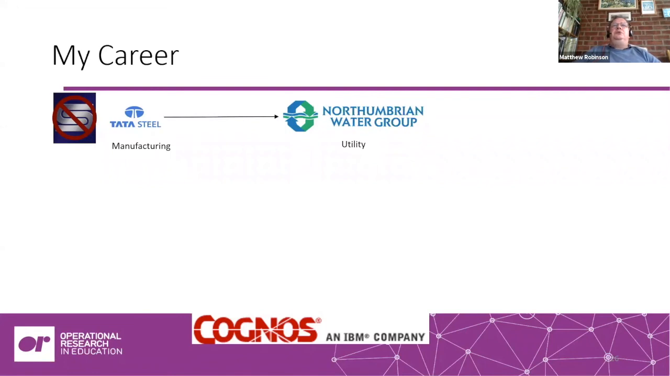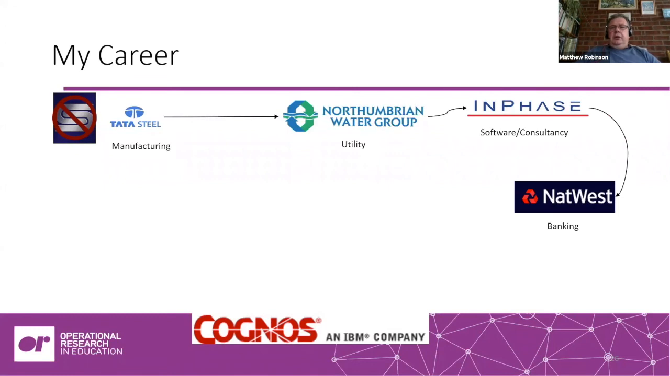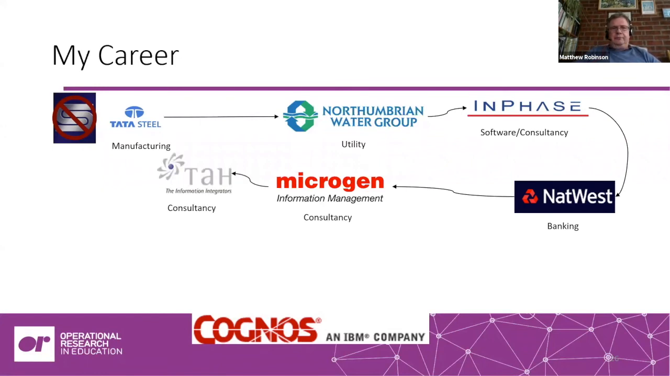What's the best route for trucks picking up waste management to be able to pick up all of the waste that needs to be picked up in the shortest distance? Then I went to work for a couple of consultancies, but also a bank, so you see NatWest on there. And this was looking at things like branches. Where should we have the branches? Which are the most profitable branches we have?